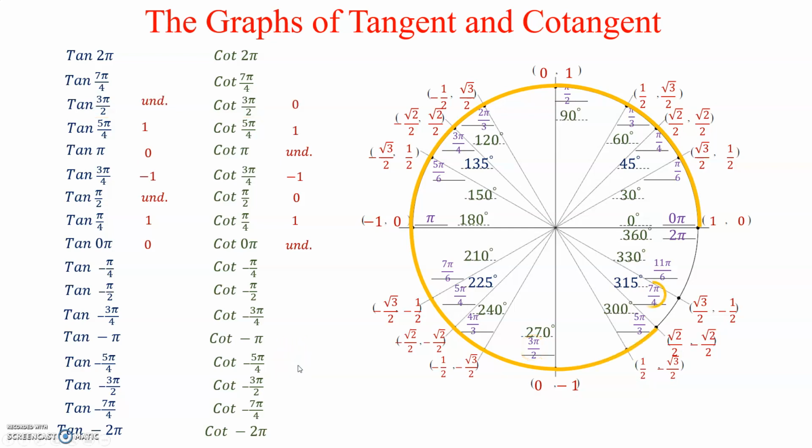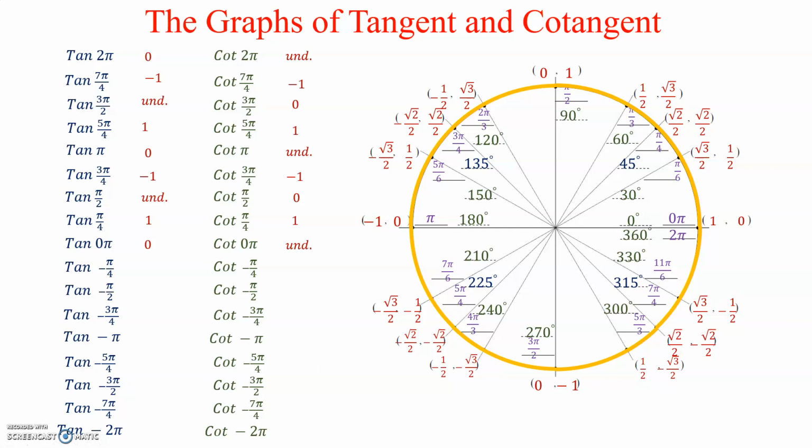Couple more. Let's head to 7 pi over 4. To find the tangent and cotangent, we'll use the coordinates radical 2 over 2 and negative radical 2 over 2. When we divide y over x, we get negative 1, and x over y, also negative 1. And finally, we get to 2 pi. The tangent and cotangent of 2 pi uses the same coordinates as 0 pi. So we'll still get 0 for tangent and undefined for cotangent.